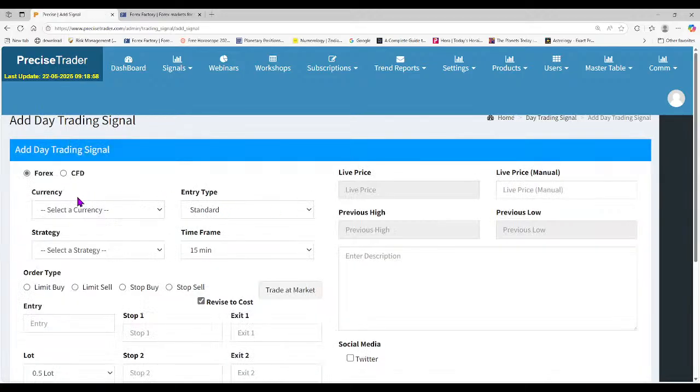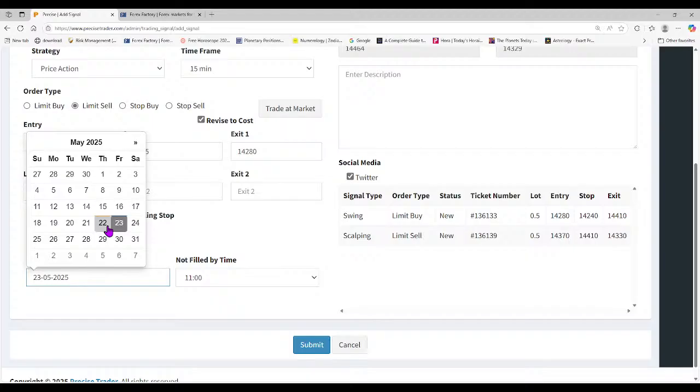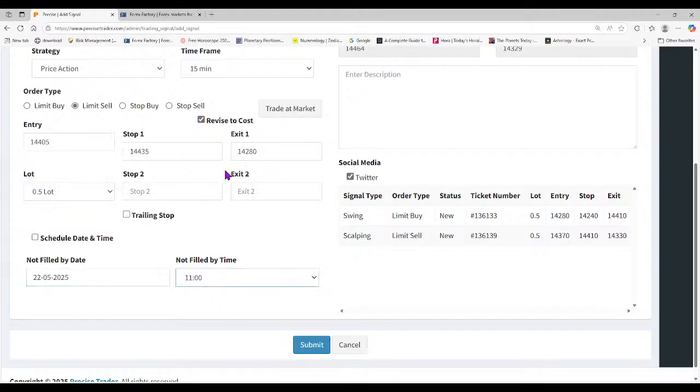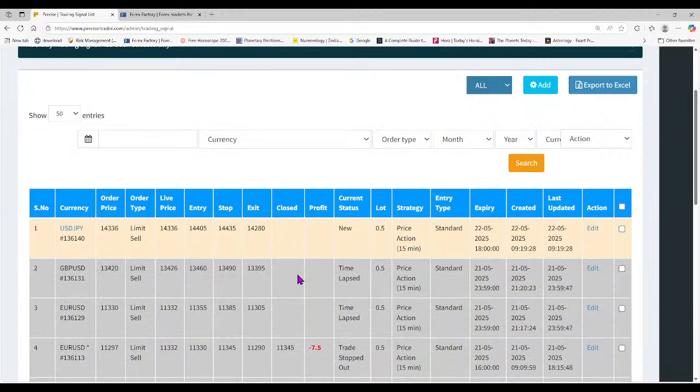Then we can go for the next one under the day trading, and this one we will try to sell at 144.05. Okay, 44.05, and we'll put a stop at 35, and this one we'll try to exit at a much lower level, and this one we will give until the second time belt. So once we come to the second Europe session, we will do the adjustments.